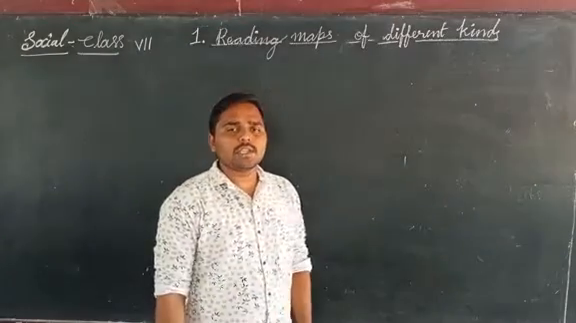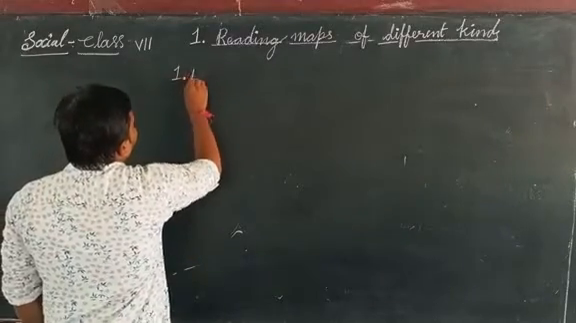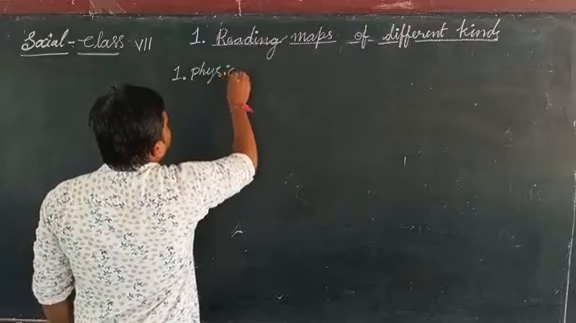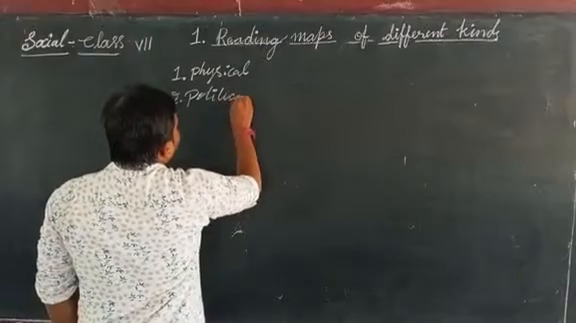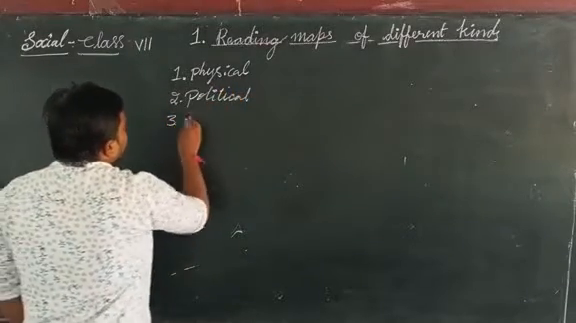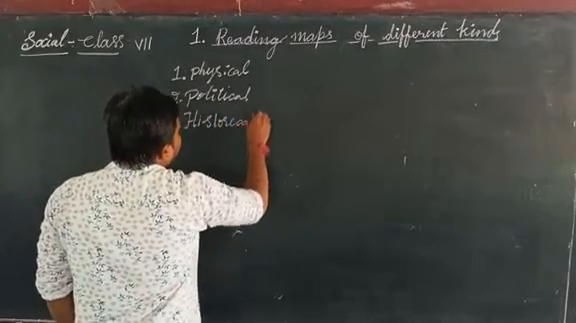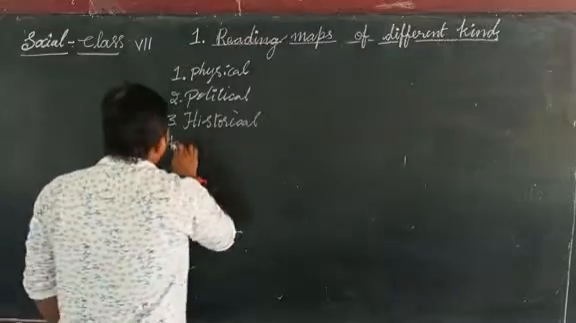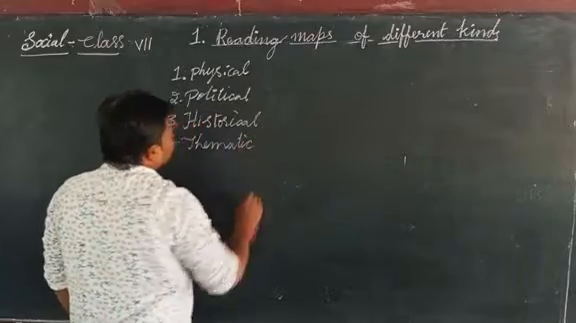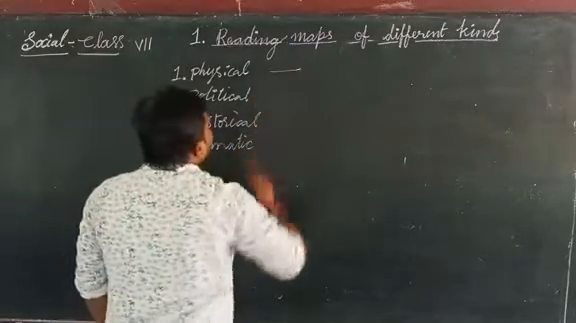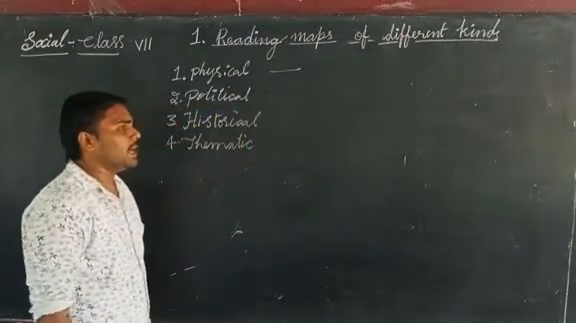In the previous class we discussed that the different types of maps are the physical maps, the political maps, historical maps, and the thematic maps. These are the types of maps which we have. Coming to physical maps: physical maps are the maps that show different types of landforms.